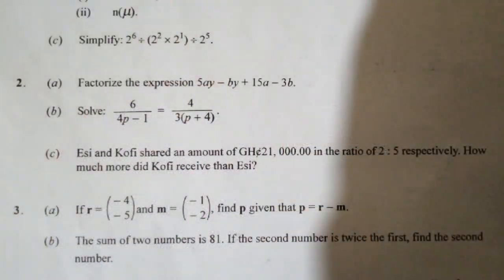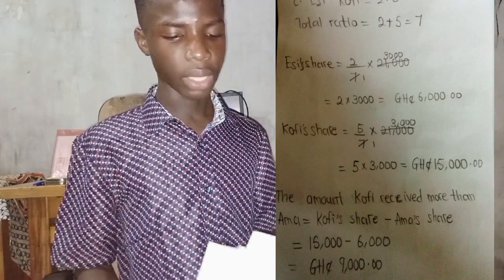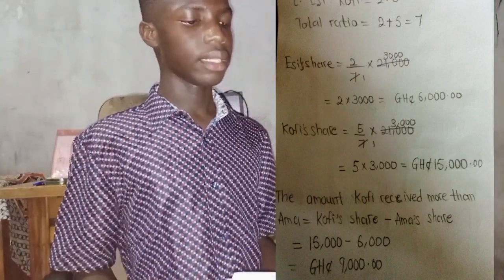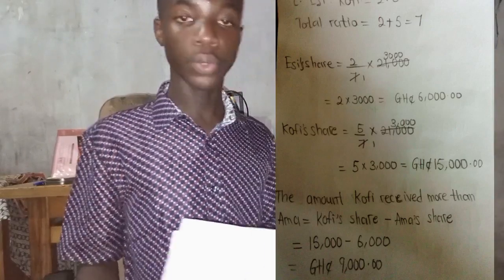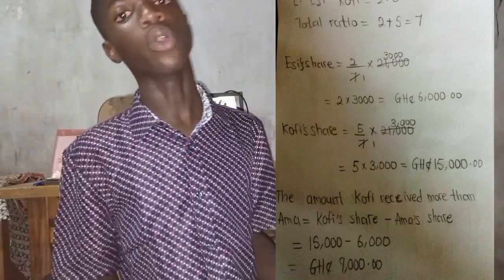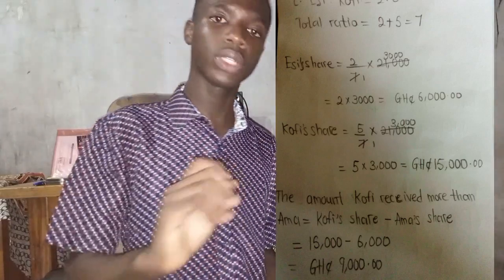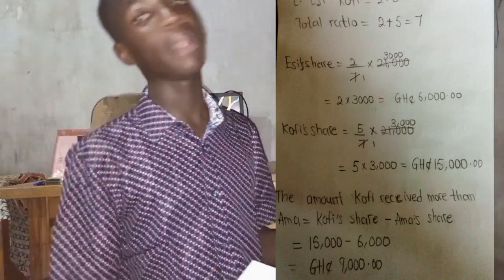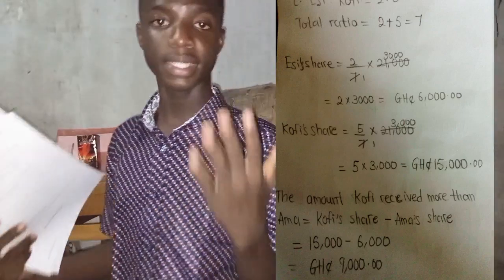2c. Bece and Kofi shared an amount of 21,000 Ghana cedis in a ratio of 2:5 respectively. How much more did Kofi receive than Bece? First we write our important facts down. Bece's ratio is 2 and Kofi's ratio is 5. So we now look for the total ratio. The total ratio is equal to 2 plus 5, which is 7.